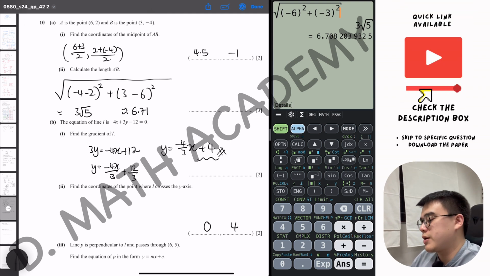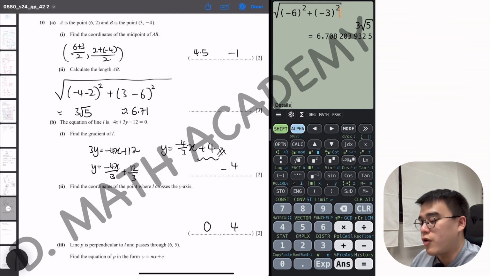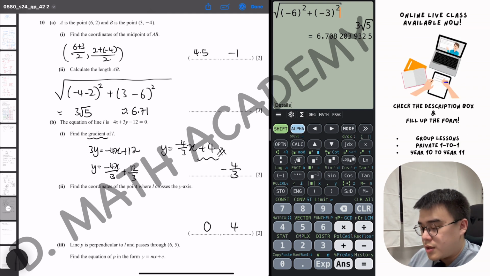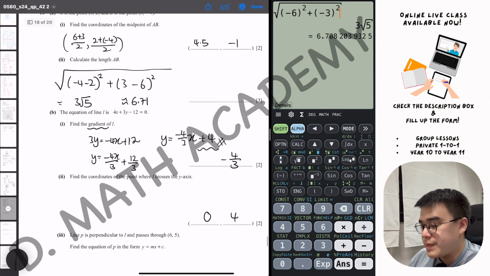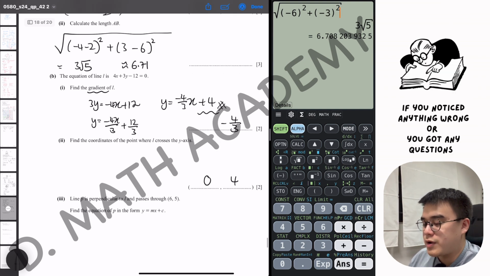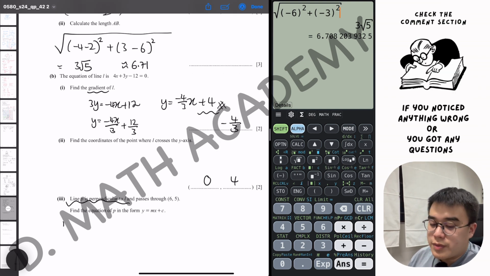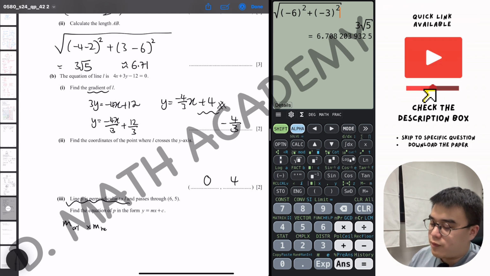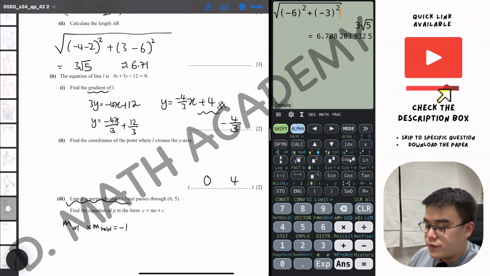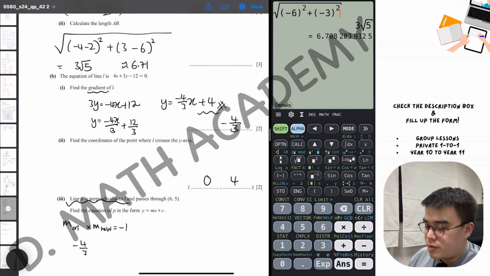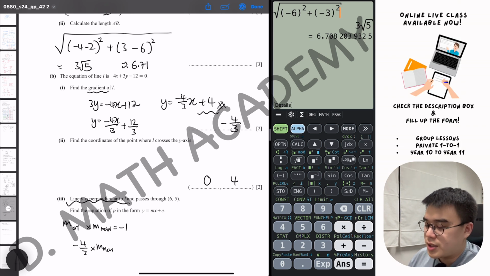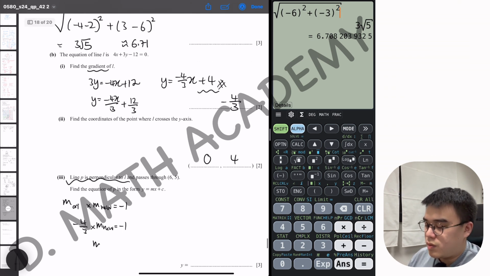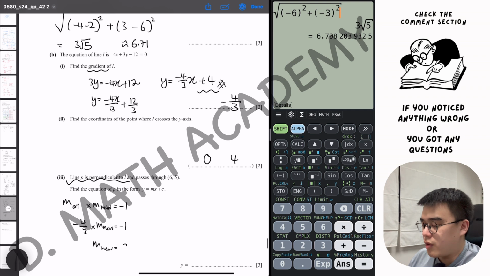So the gradient part will just be 4 over 3. Do not fall for the trap. Line P is perpendicular to L. This part is very important because there's a formula: m original times m new will be -1. Original was 4 over 3 times m new. Make m new the subject. m new will be 3 over 4.